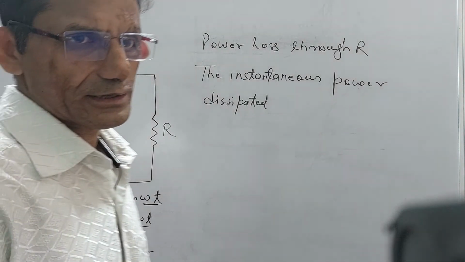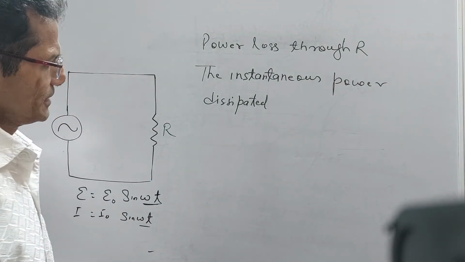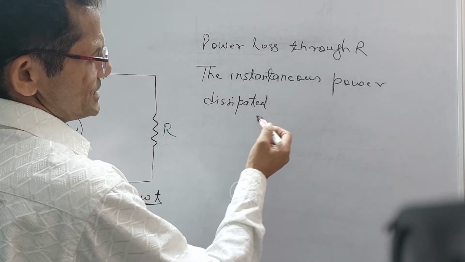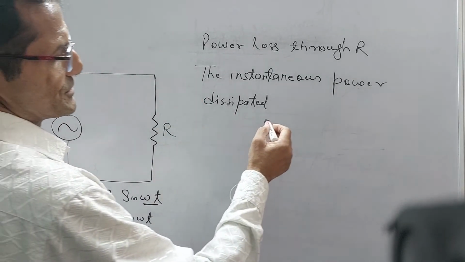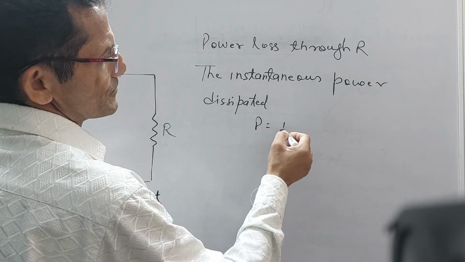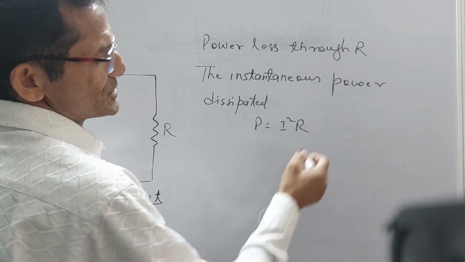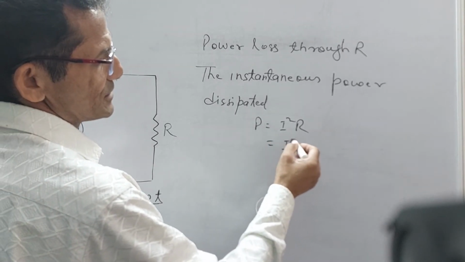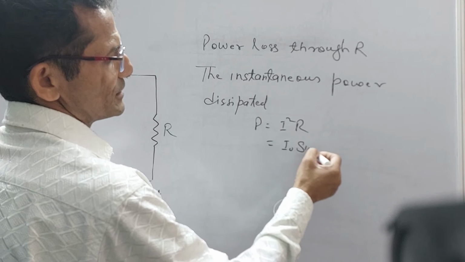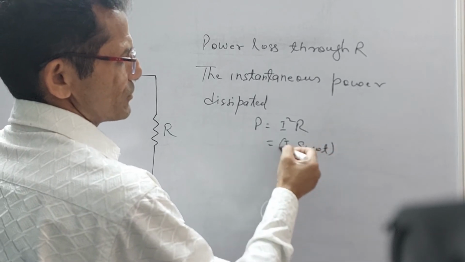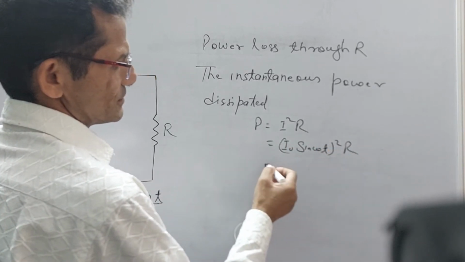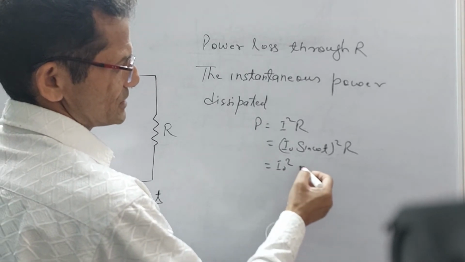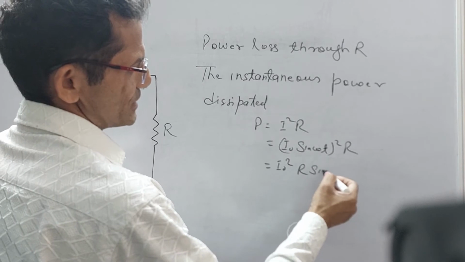Now, how do we calculate the power dissipated across the resistor? Let us suppose the instantaneous power dissipated across R is equal to I square R. Put the value of I, which is I naught sin omega t, squared and multiplied by R. It becomes I naught square R sin square omega t.